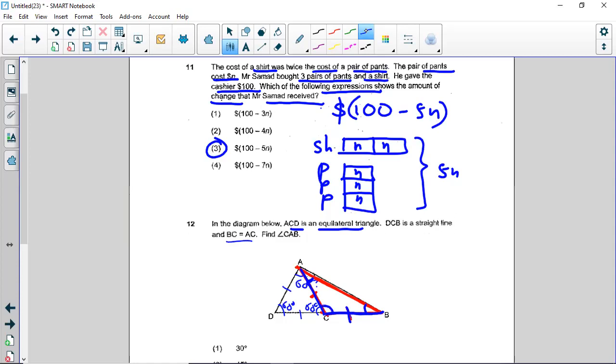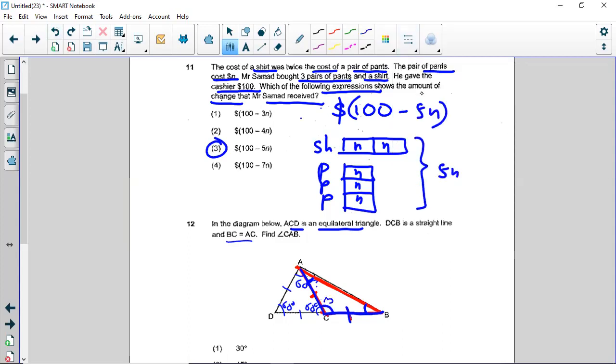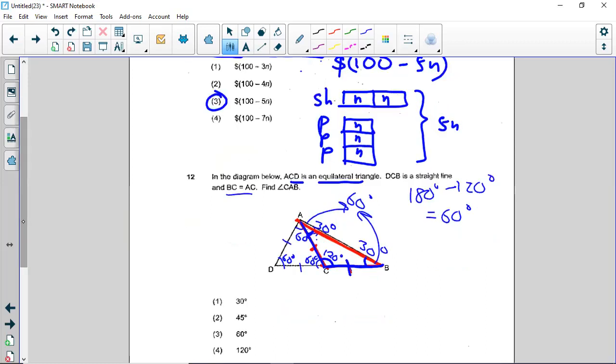So can I find what's the angle here, which is 120? Okay, let me just try a bit nicely. So how do you get 120? Angle on a straight line, minus 60, you get 120. Then you take 180, which is sum of angles in the isosceles triangle, minus 120, and you will get 60. Right, so these 2 angles that you see will be 60, right? Then you just have to divide by 2 to get 30 and 30 because it's an isosceles triangle. So your answer is number 1.